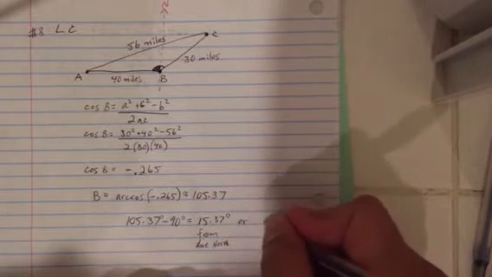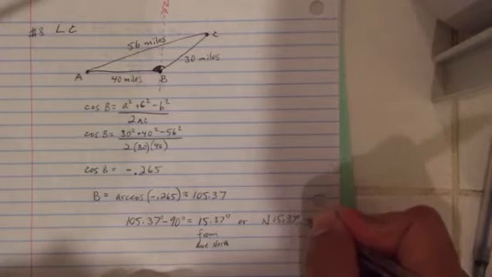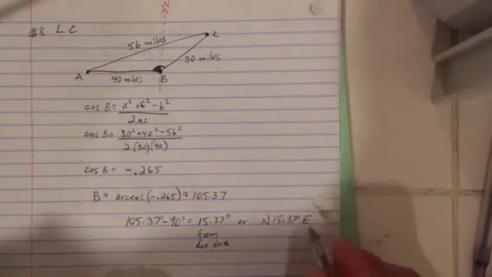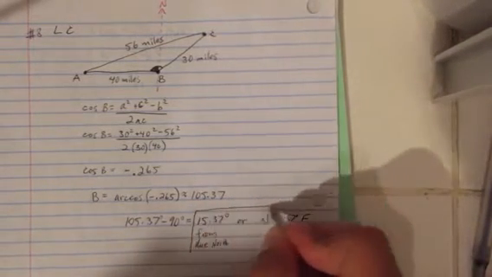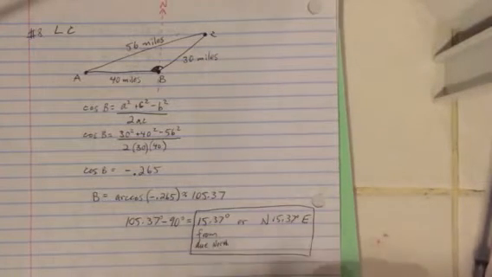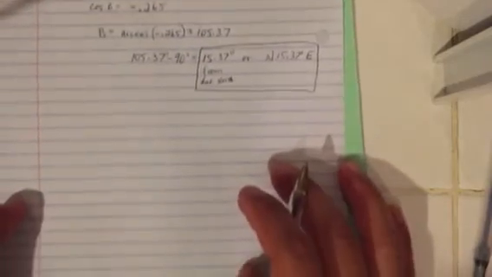you can write it as north 15.37 degrees east. So either of these two answers will work. Okay, that's number 8, and now let's move on to number 9. So problem number 9. This problem uses law of cosines.